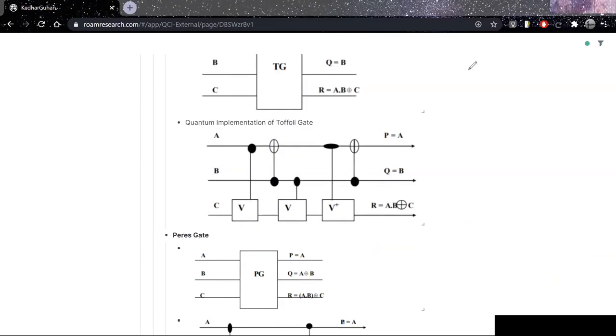Let's go with 1 1 now. So 1 1 according to this is 1 XOR C, which means CNOT. So we want to flip this bit.